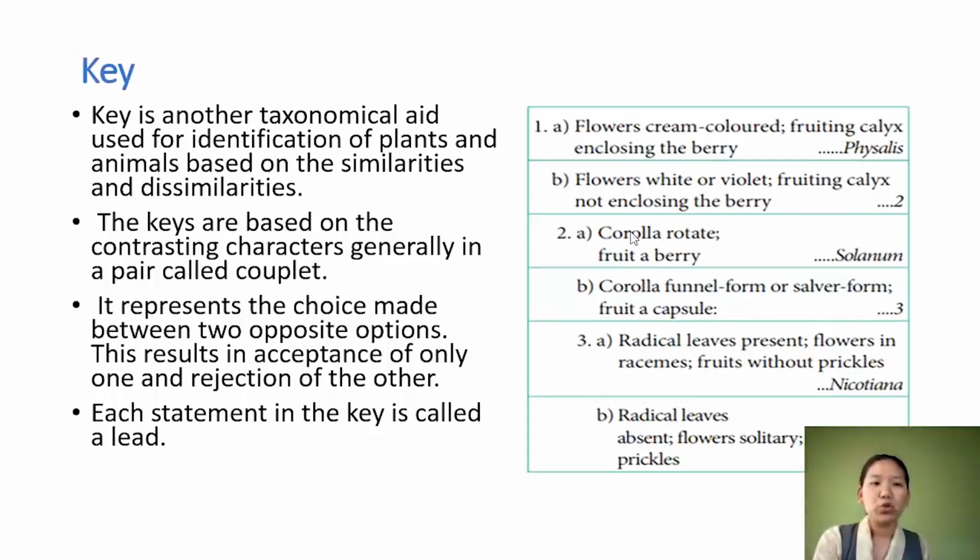So in these keys, each statement is a lead, and these leads are contrasting, and these 2 statements together we call a couplet, and you're going to choose one of them, and then you have to move according to the guide given. Okay, so this helps in proper identification of your plant or animal specimen, and of course also the classification. This key here is given for that of a genus. So different keys are required for different taxa.